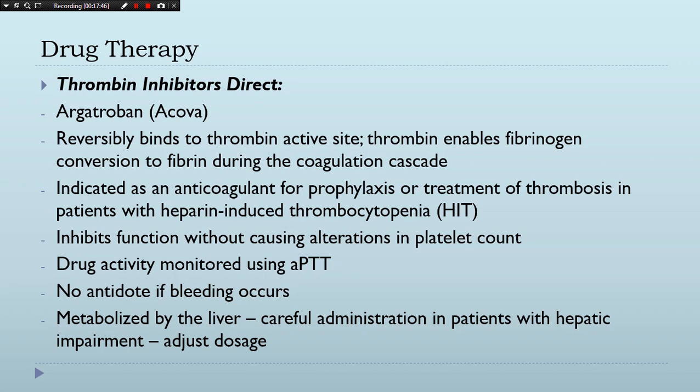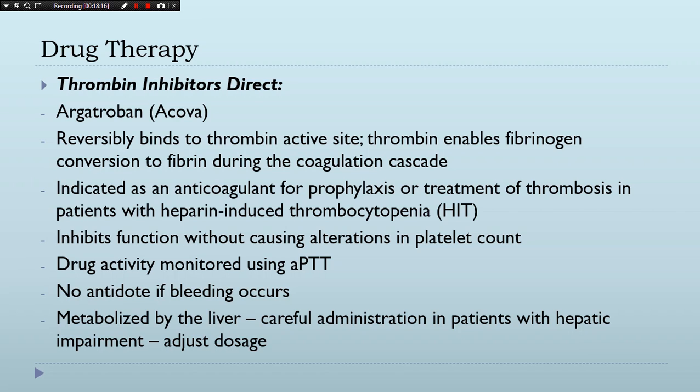It's indicated as an anticoagulant for prophylaxis or treatment of blood clots, especially in patients with HIT, or heparin-induced thrombocytopenia. So it's going to work without causing any alterations in the patient's platelet count. With somebody who's on argatroban, this is an IV infusion, we're going to monitor the drug using the PTT level as well, the same one that we would use in somebody who's on heparin.